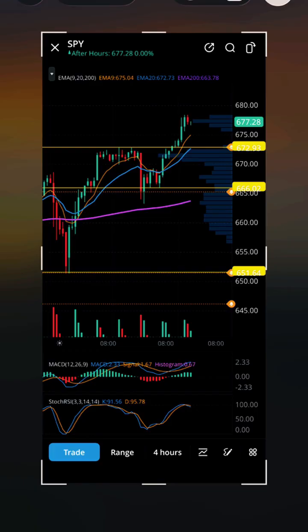Right next to it, you will see after hours, $677.28, 0%. That means after the regular market closed, SPY last traded at $677.28. It didn't move after hours because it's the weekend or whatnot. That's your most recent price. The chart itself shows price versus time. Overall, that's what you're looking at when you're looking at a chart. It's showing you price versus time, ladies and gentlemen.